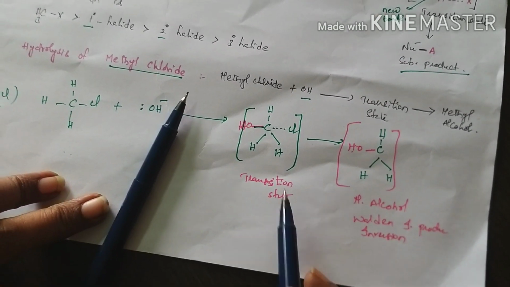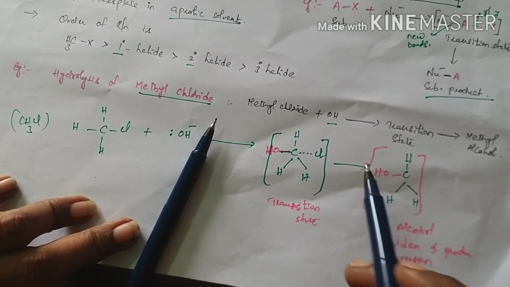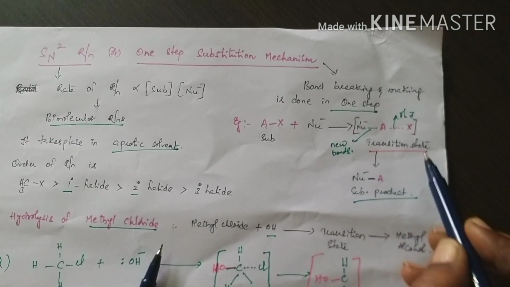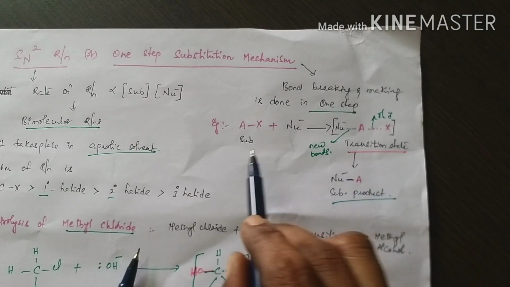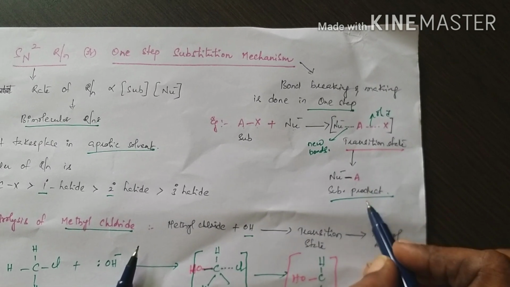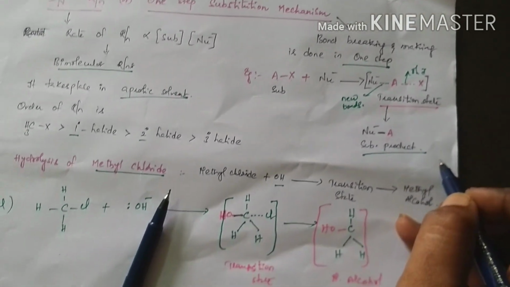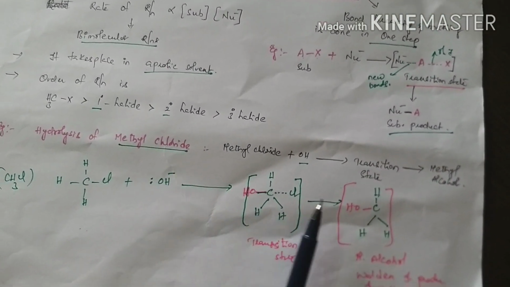Students, in SN1 an intermediate state is produced, but here a transition state is formed between the substrate and the substitution product. So this is about the SN2 reaction.